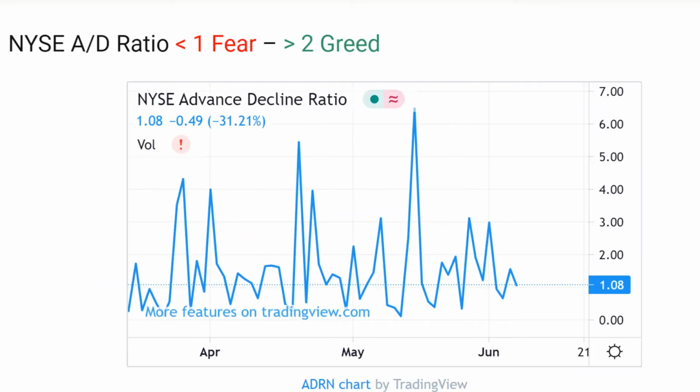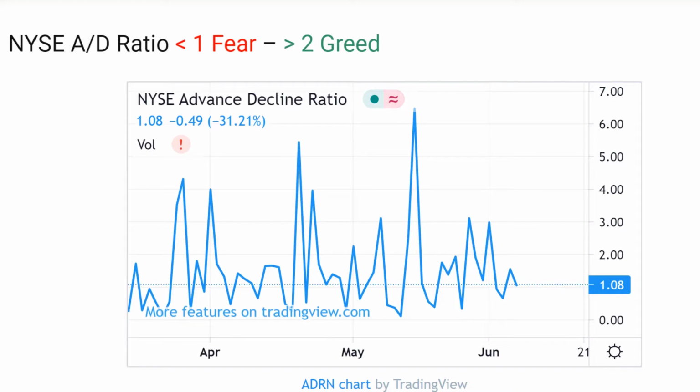The next chart we're going to cover is the NYSE, the New York Stock Exchange Advance Decline Ratio. The New York Stock Exchange Advance Decline Ratio, or ADR, is the number of stocks with a price increase for any given day or week or month, depending on the time frame you choose, divided by the number of stocks with a price decline for the day. Price is ultimately the decider of fear and greed, and rising stock prices mean people feel bullish.